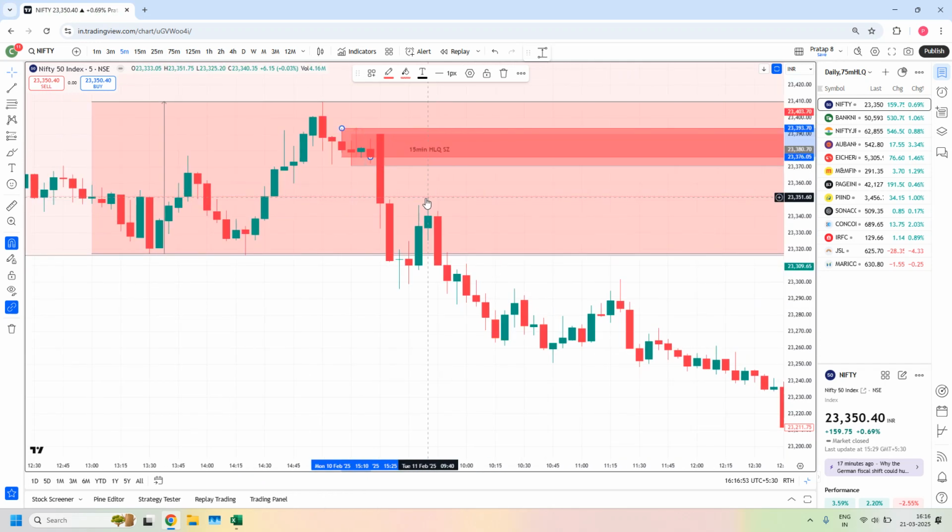So this is a normal zone confluence concept, but the 5-minute zone is having a zone confluence at the distal line of the 15 minutes high liquidity supply zone. That is the only difference you have to observe. So this is our entry.